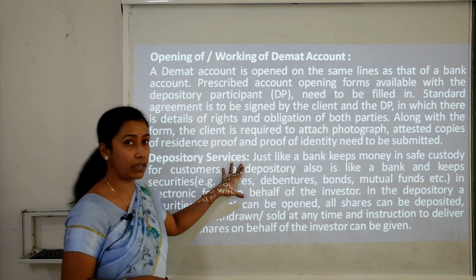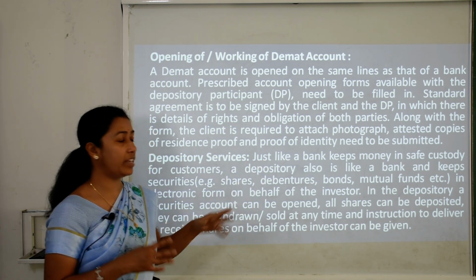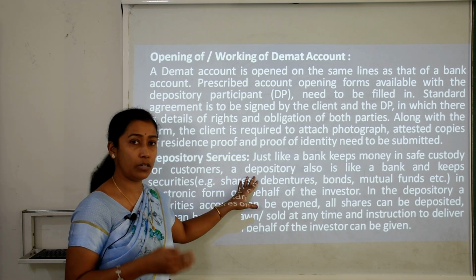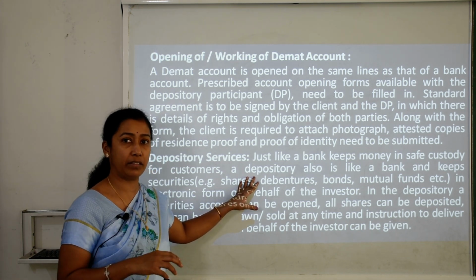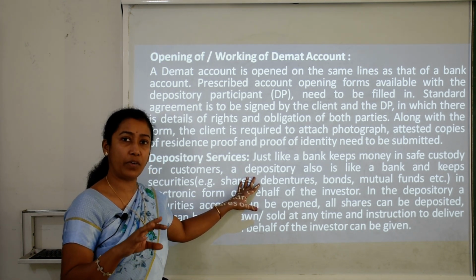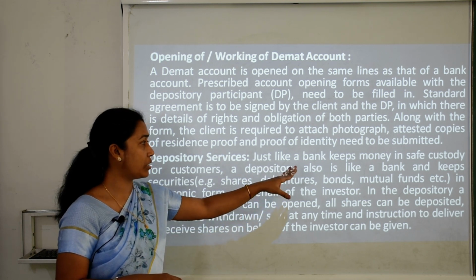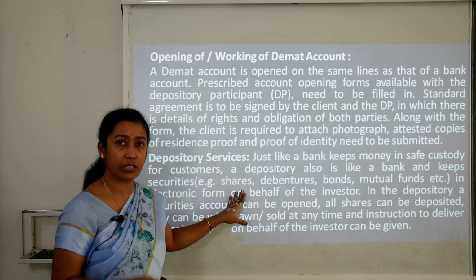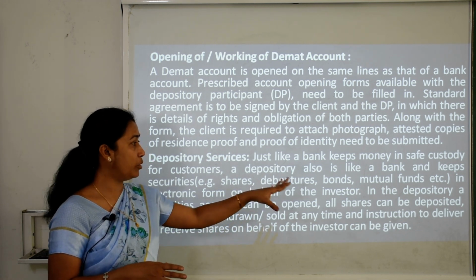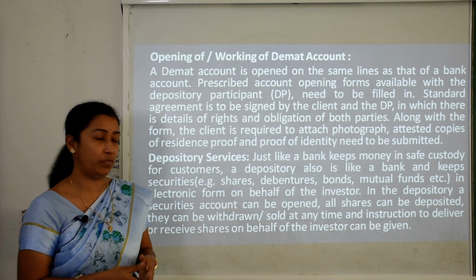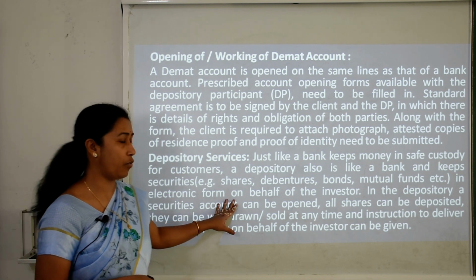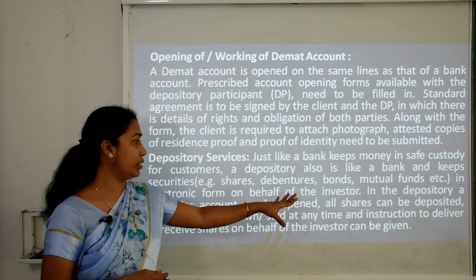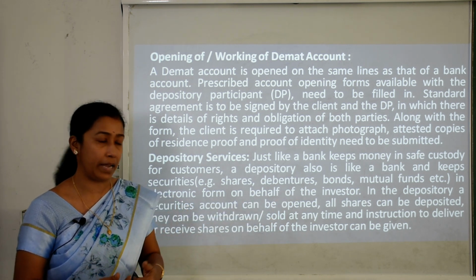Then depository services: just like a bank keeps money in safe custody for customers, a depository here is like a bank, that means all these services are provided through a bank only. So, a depository also is like a bank which keeps securities, for example shares, debentures, bonds, mutual funds etc. with the investor only in electronic form, because everything is done online on behalf of the investor. Now, investor here is the client.